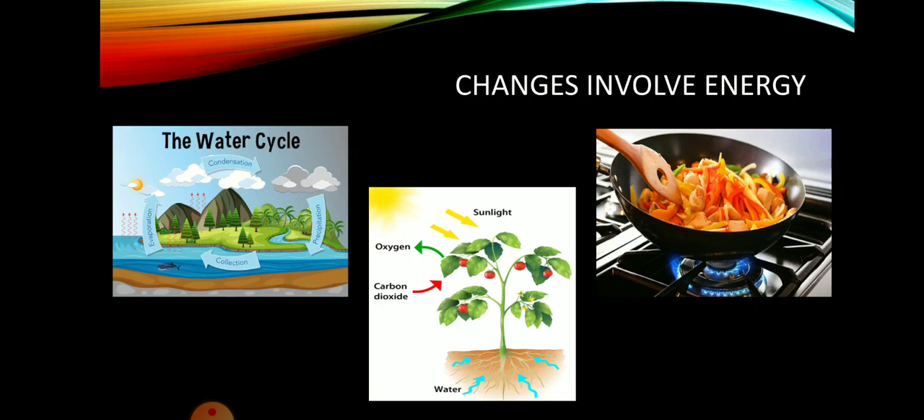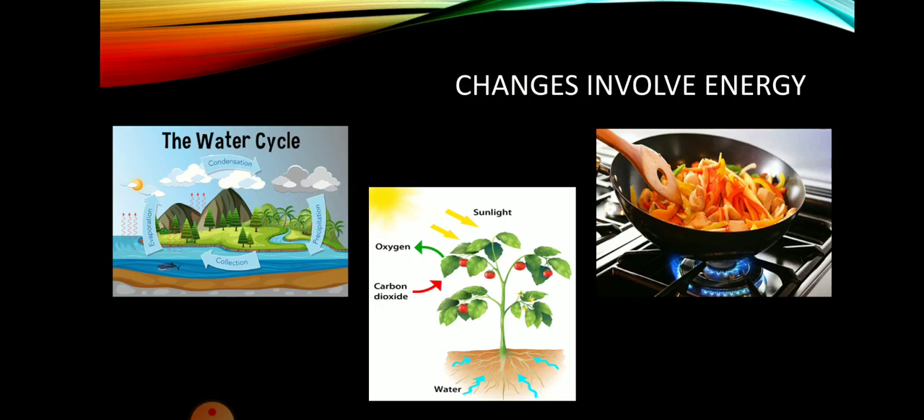This is the basis of the water cycle, where energy is being released when the clouds cool down. So here energy is being given out. Yes. Now we'll next see examples of absorption or evolution of energy during a change.